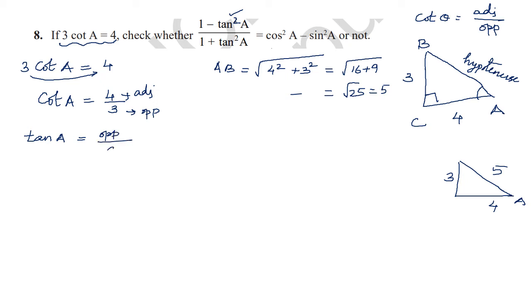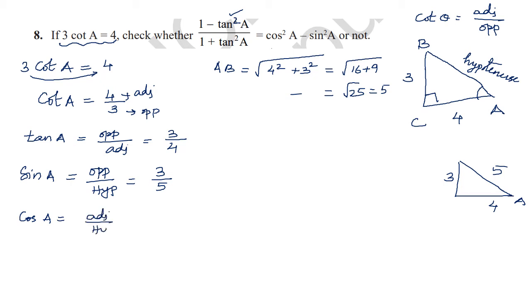Opposite by adjacent, so that is the reciprocal of cot A. What will be the answer? 3 by 4. Now we need sin A. What is sin A? Opposite by hypotenuse, that is equal to opposite is 3, so 3 by 5. Correct. What about cos A? Adjacent by hypotenuse. So what do you get? 4 by 5. Correct. Now we have to apply all those things in this.